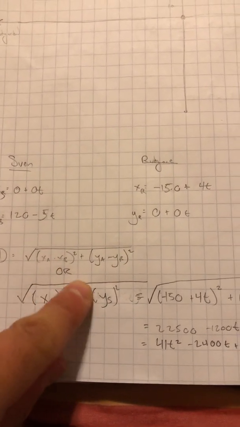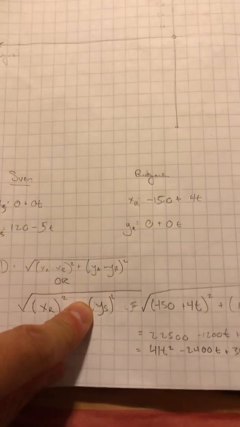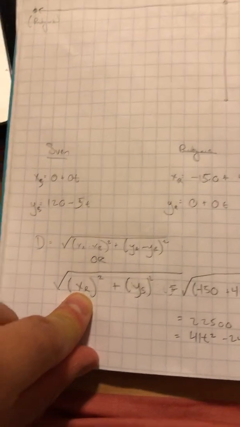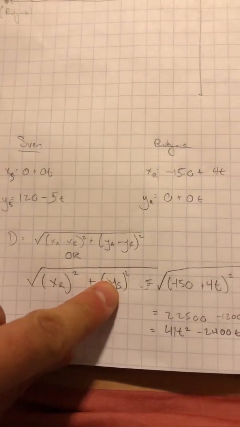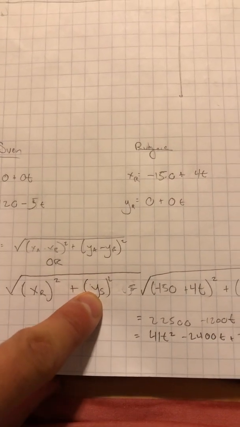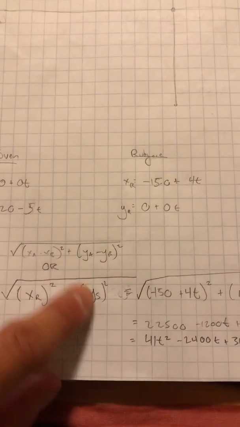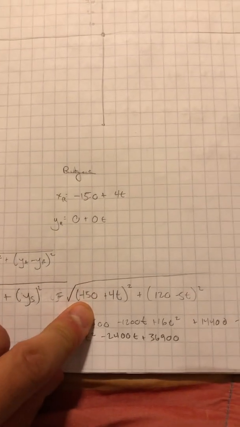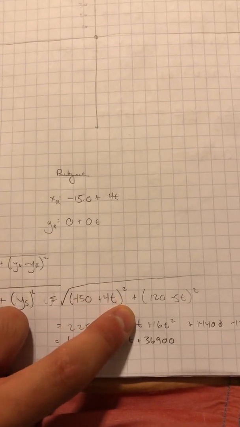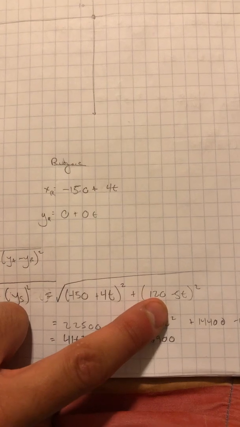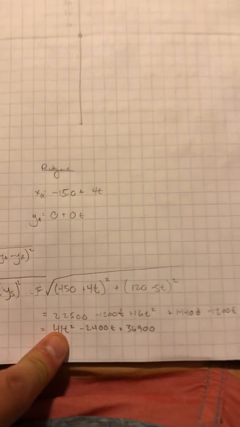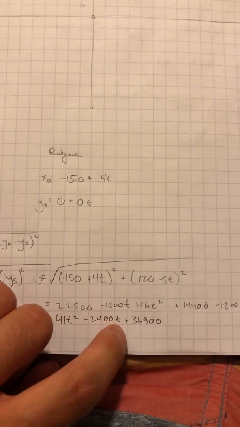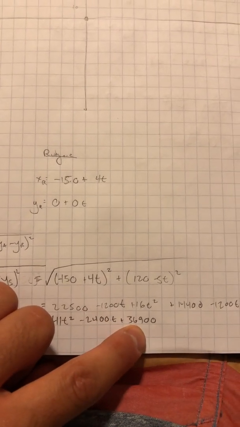Or since Sven's x value and Rudyard's y value aren't changing, we can just use the base as the equation for x for Rudyard, and the height as the equation for y for Sven, and use that for our Pythagorean theorem. I plugged those in and just got the square root of negative 150 plus 4t squared plus 120 minus 5t squared. Plugged everything in and simplified to 41t squared minus 2400t plus 36,900.